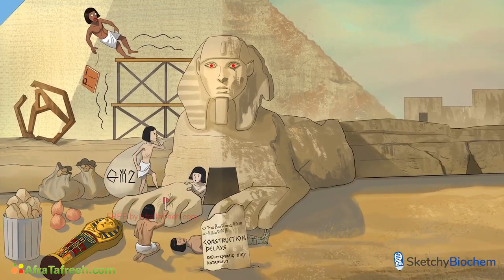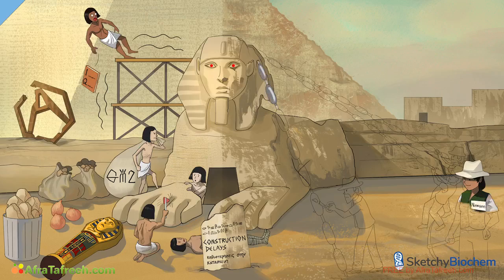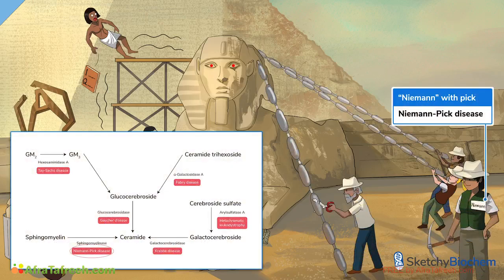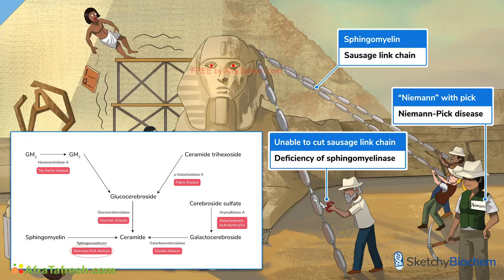Alright, time to go over Niemann-Pick disease. This will be represented by Niemann, our treasure hunter who just happens to be holding a pick. Hey! They're trying to pull down the Sphinx. Not cool. Anyways, Niemann-Pick is caused by a deficiency of sphingomyelinase, leading to buildup of sphingomyelin.